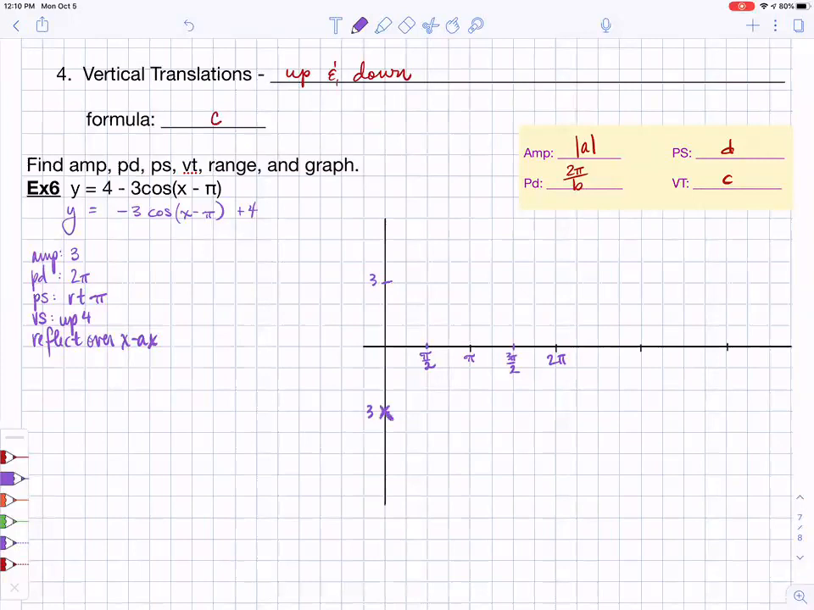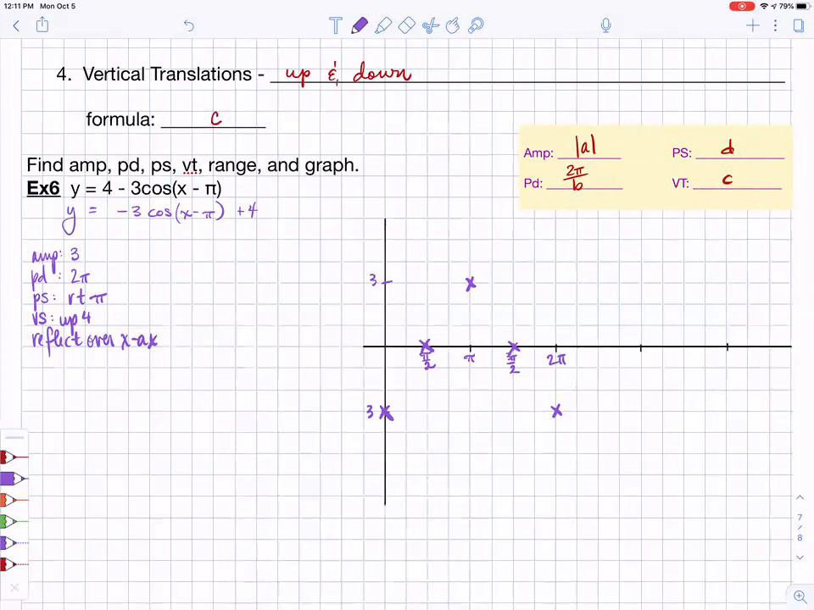Where does it go from there? X-axis, and from there? Maximum, keep going. X-axis, and lastly, down to the minimum. Okay, so now let's talk about our phase shift, the horizontal movements. How far do I need to go? I need to go pi.